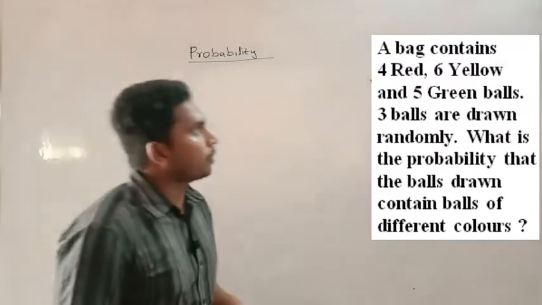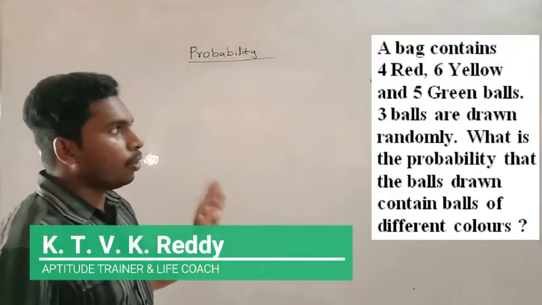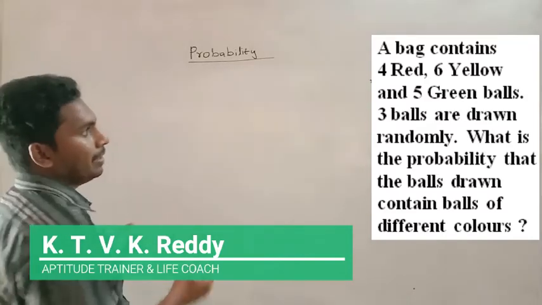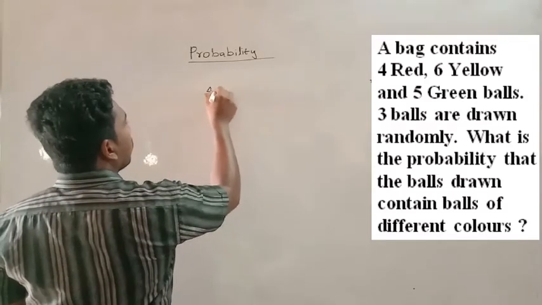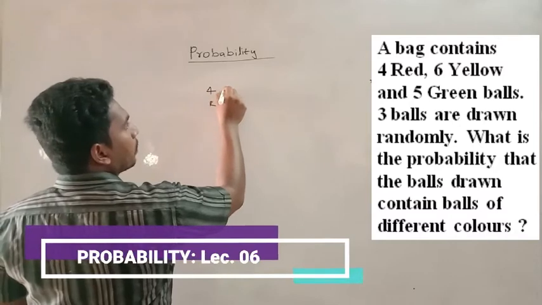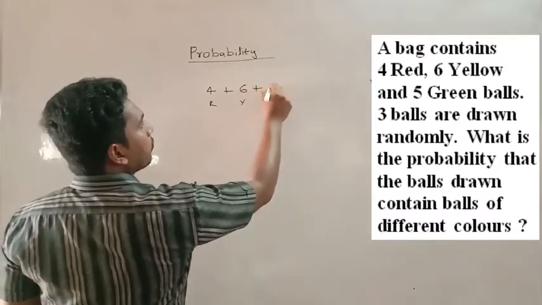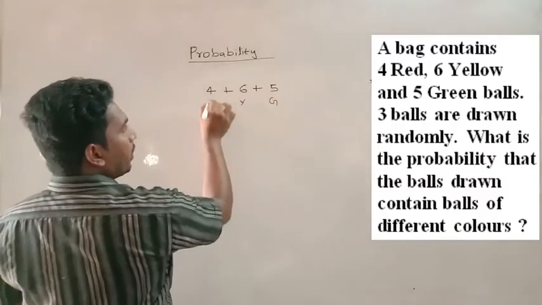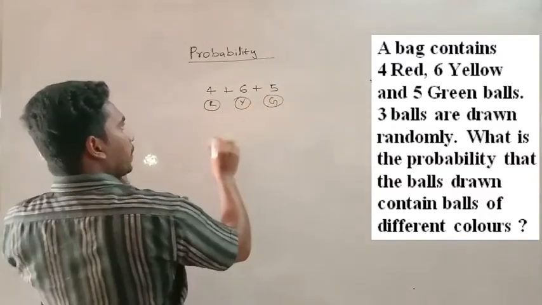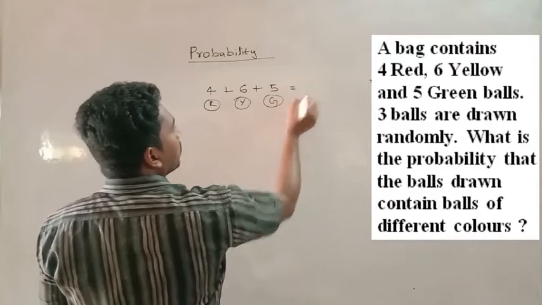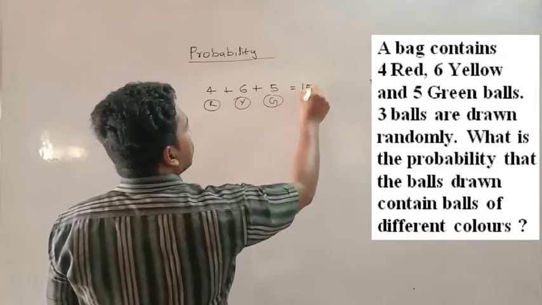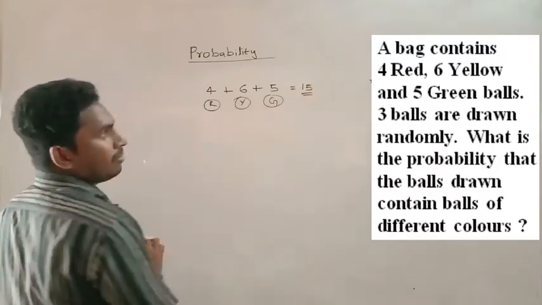Now we solve another problem. A bag contains 4 red, 6 yellow and 5 green balls. So 4 red plus 6 yellow plus 5 green balls. In total, how many balls are there? 15 balls are there.